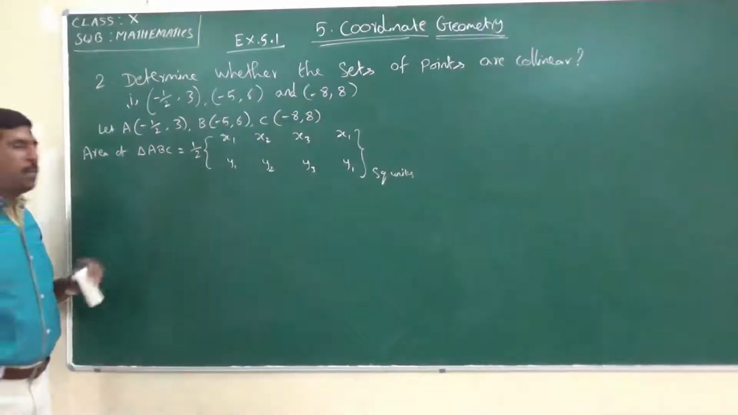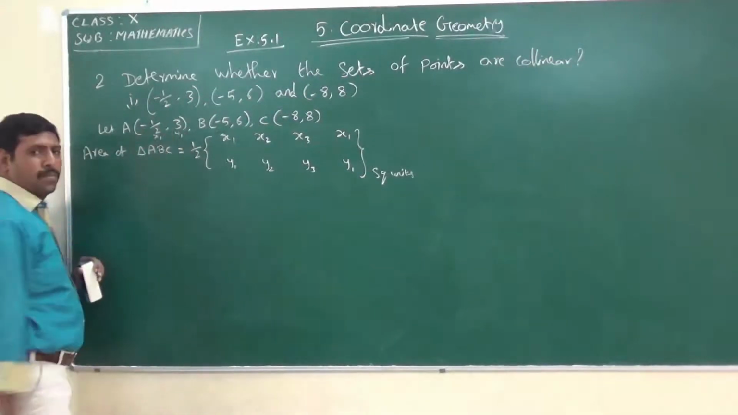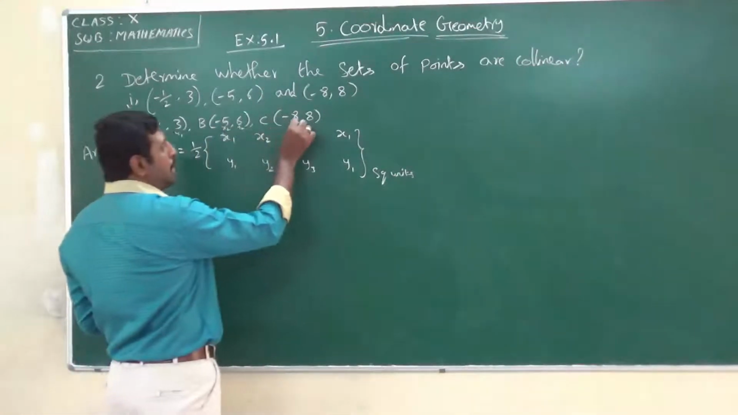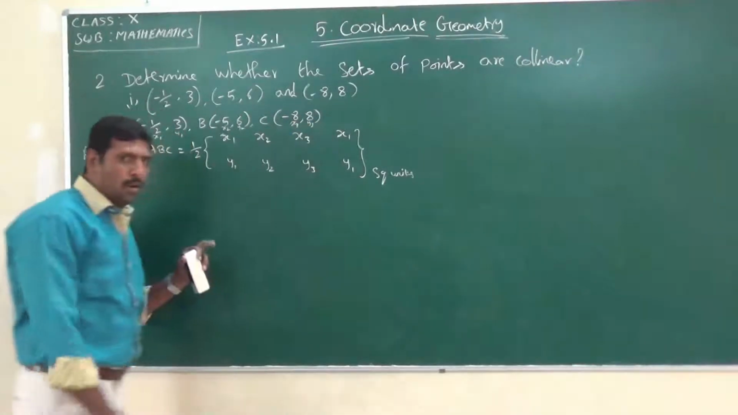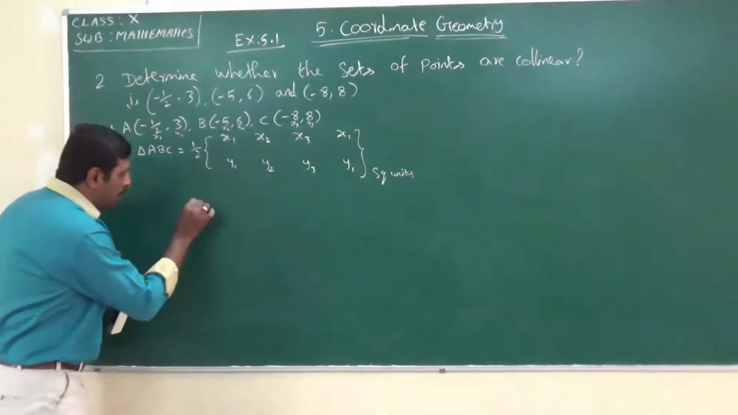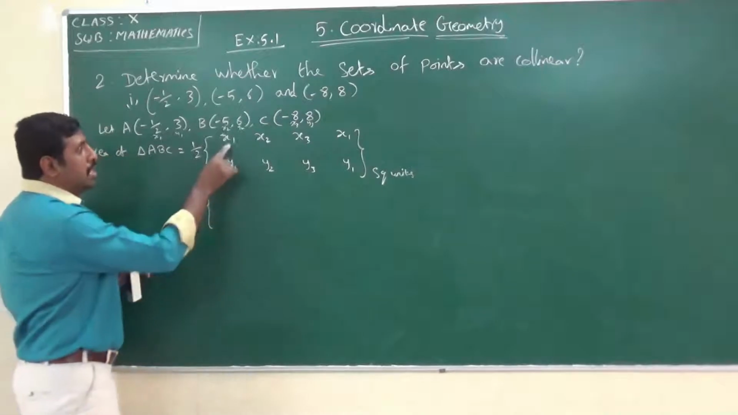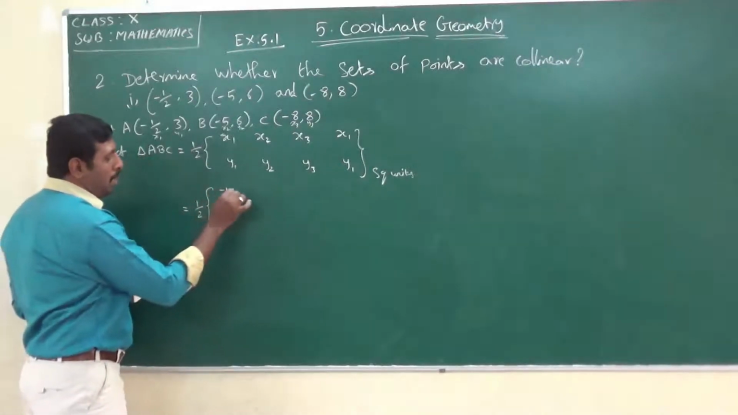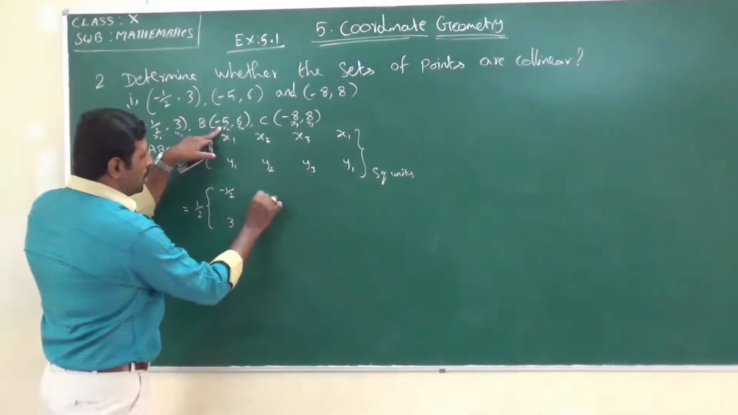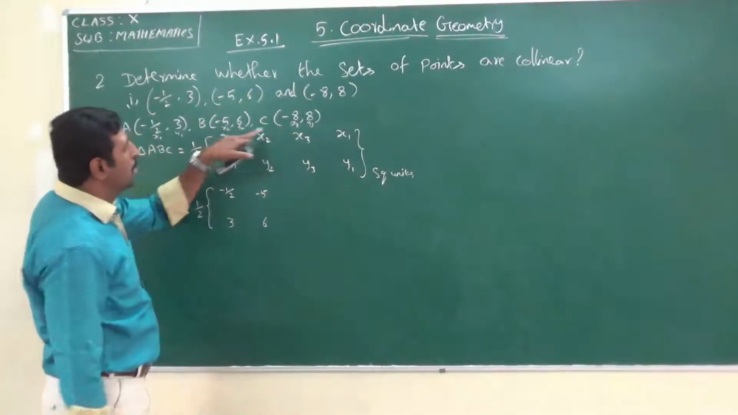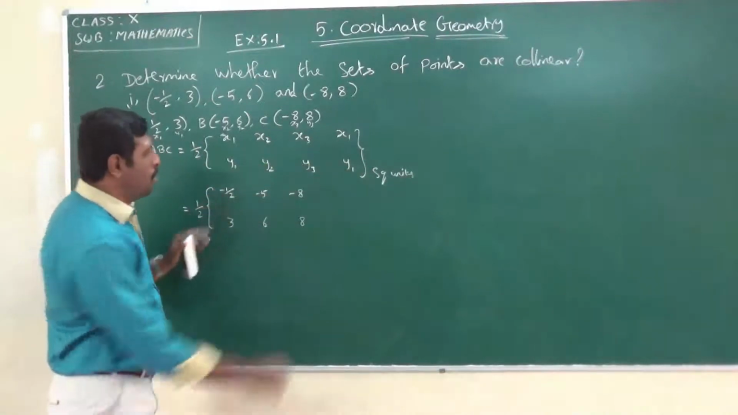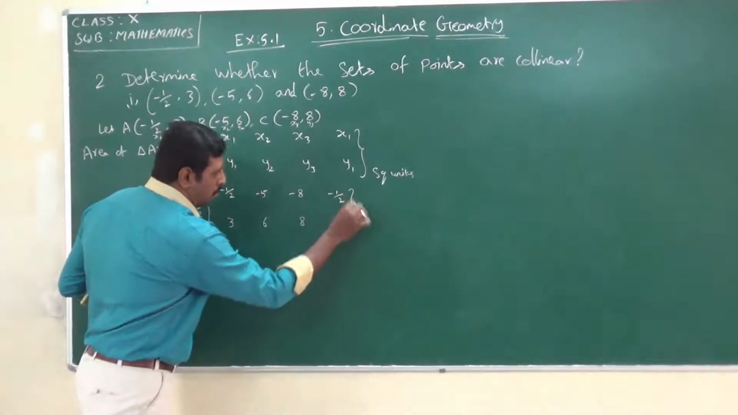Now let me take the first point as x1 y1, the second point as x2 y2, and the third point as x3 y3. Now substitute the values of x1 y1, x2 y2 and x3 y3 in the formula. Then we get half into, here we have x1 y1. x1 is equal to -1/2, y1 is equal to 3. Then x2 is equal to -5, y2 is equal to 6. Then x3 is equal to -8, y3 is equal to 8. Again x1 y1 means -1/2 and 3.